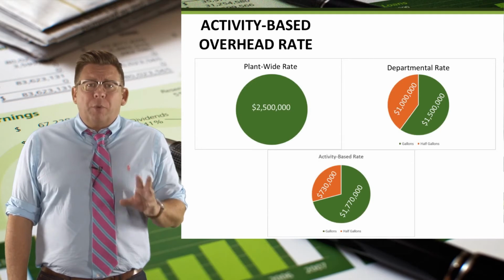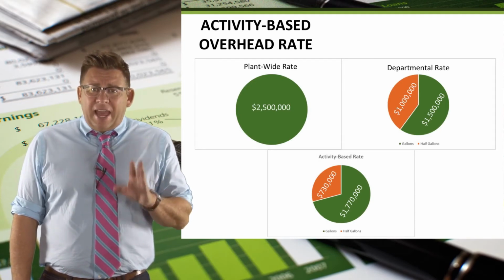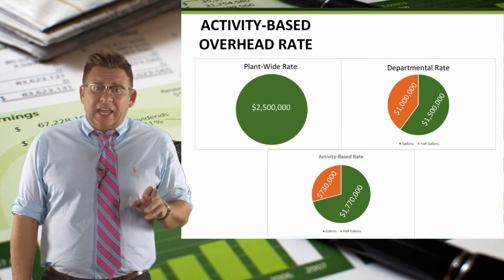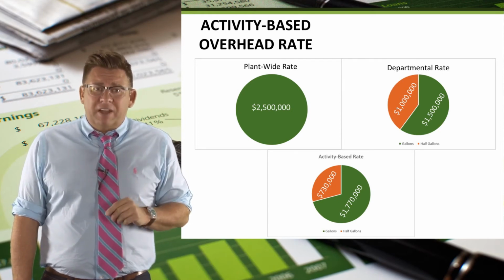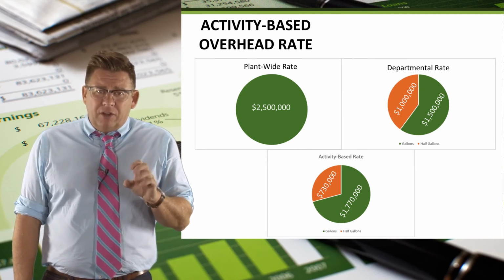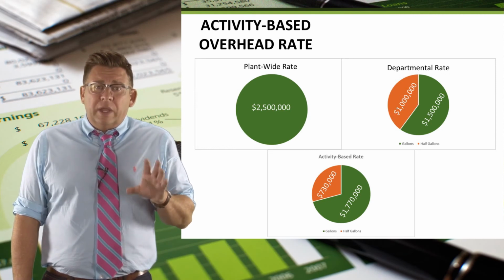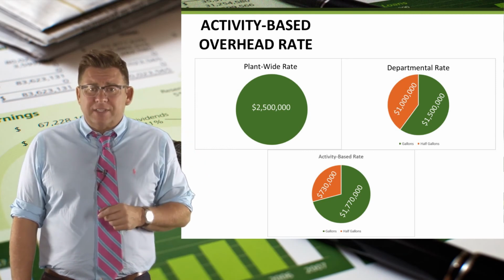So with a more refined overhead allocation method, you can see that the half gallons ended up being allocated more overhead than with the less refined methods. This means that using a plant-wide rate or departmental rate, we over-costed gallons and under-costed half gallons.